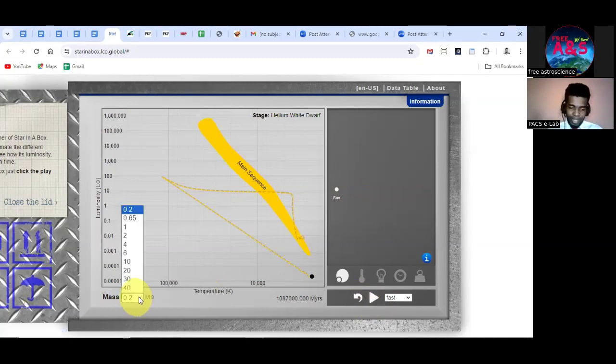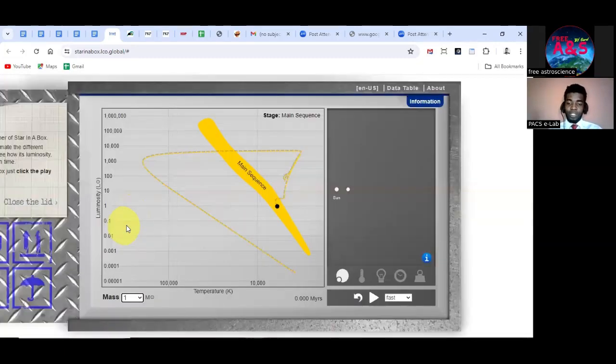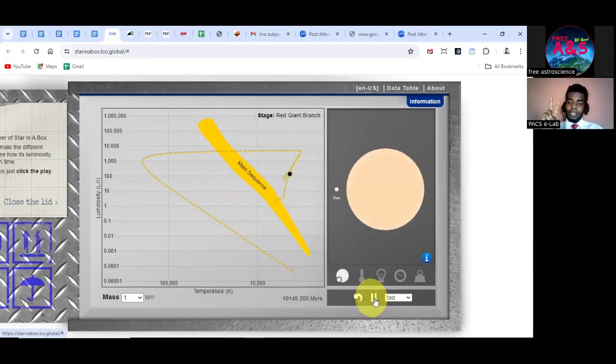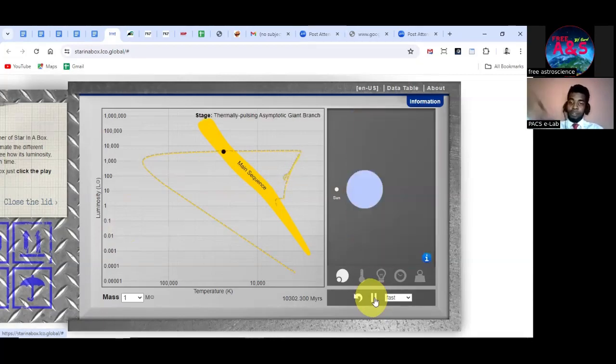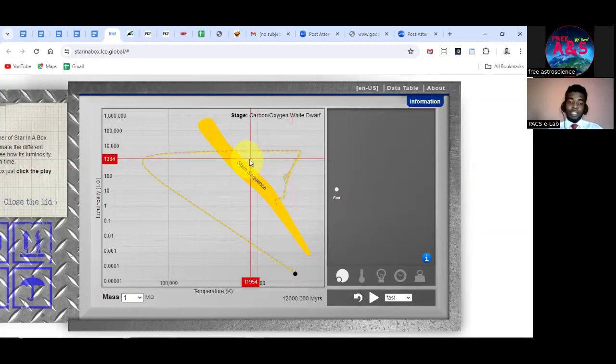So let me try it with our sun. The mass of our sun is 1 solar mass. Let me try it so that you can see the life cycle of our sun, so that you can see all the things I've described. There are going to be 2 red giants. The first stage is the hydrogen burning stage and the helium burning stage. So you can see that. 2 red giant phases until it becomes a white dwarf. At this stage, this is where it sheds off its mass and becomes the white dwarf.